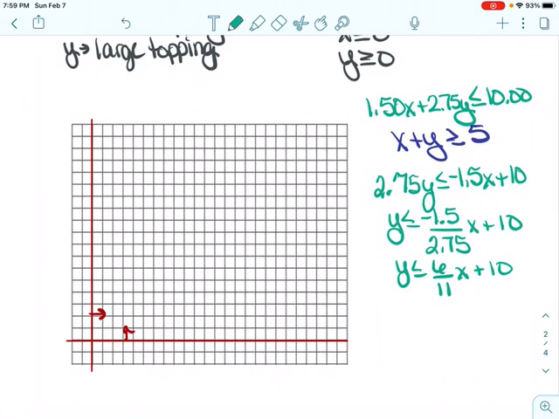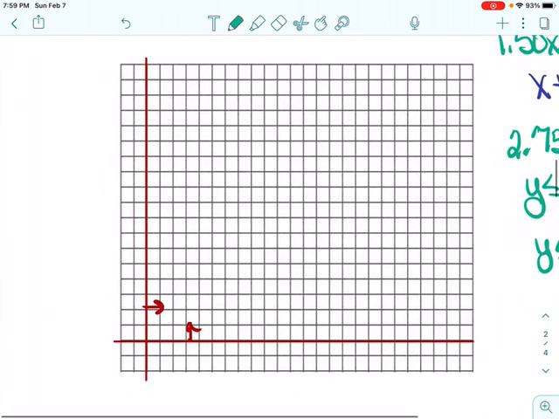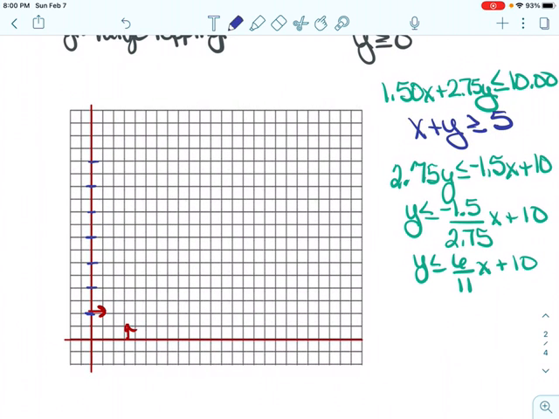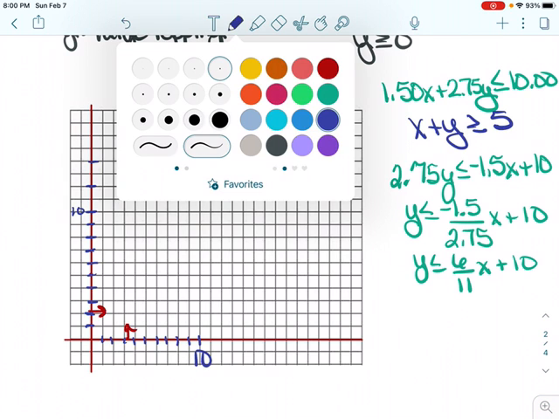Let's do every 2 blocks is 1, just so we have a better idea. So that's going to be 1, 2, 3, 4, 5, 6, 7. Oh, wait, that's not going to work. All right, then I guess we're doing every block as 1. 5, 6, 7, 8, 9, 10. Okay, so there's 10. Okay, so we're going to graph the first one.